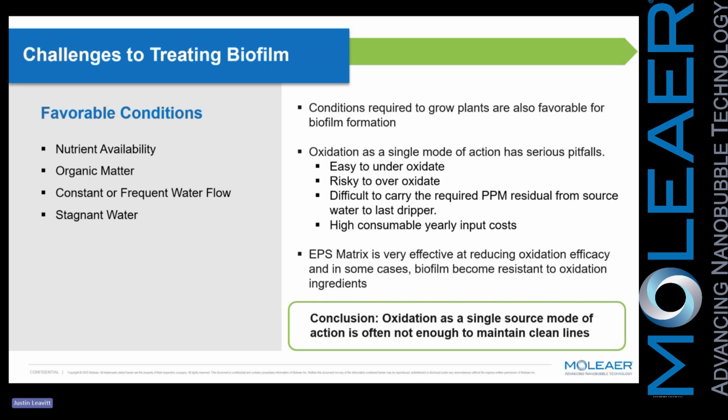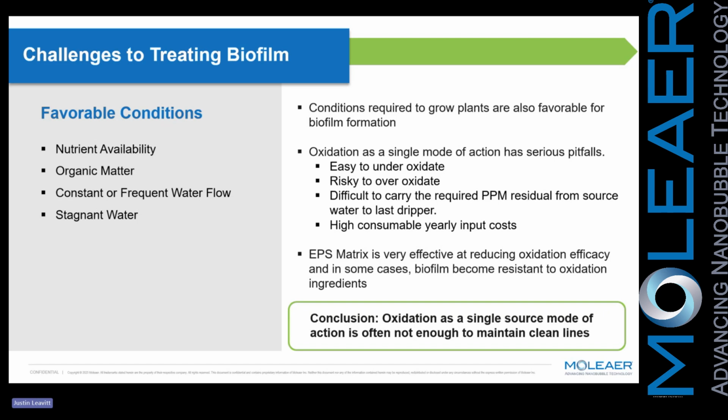If you are doing this successfully, typically what that looks like is a highly consumable cost year over year or month over month to keep these lines clean. But again, that EPS matrix is incredibly effective at reducing the oxidation efficiency, especially in those later stages like the growth and dispersal stages where that EPS matrix is very well developed. In some cases, the biofilm can even become resistant to these oxidizing ingredients.